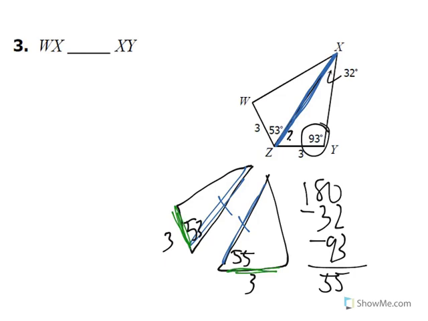So now we want to compare the angles to see which sides are bigger. So we're looking at 53 and 55. 55 is bigger, so the side across from 55 is going to be the bigger side. So XY is bigger than WX. Remember, we want to make sure that that gator mouth is eating the bigger side.